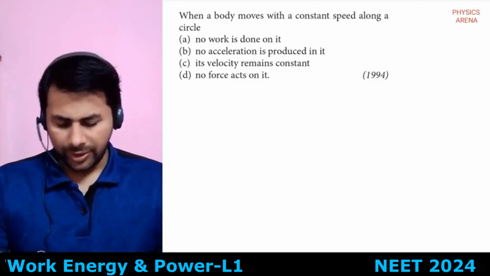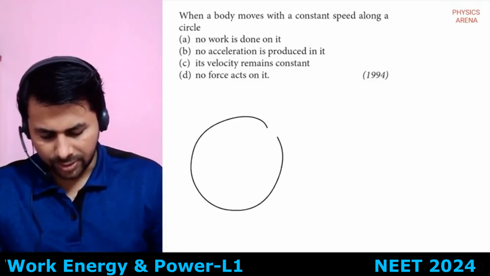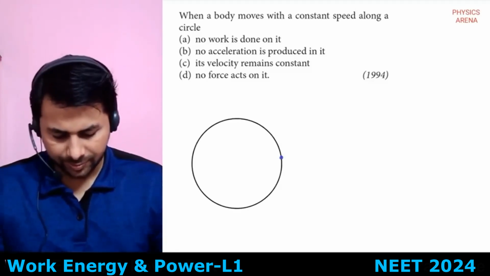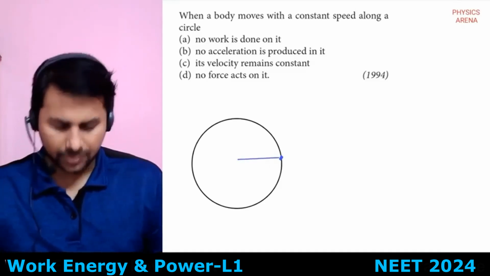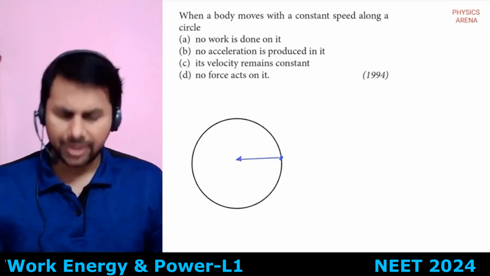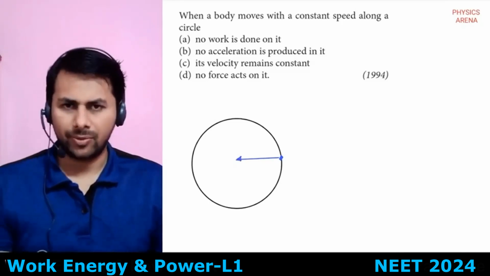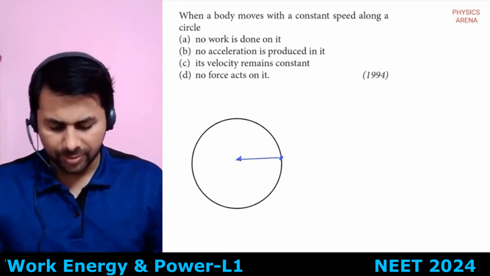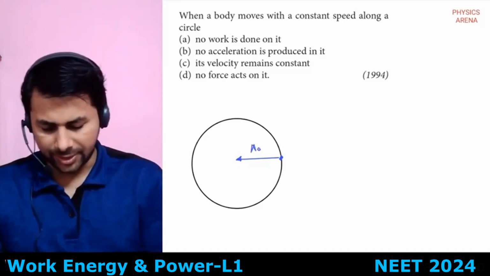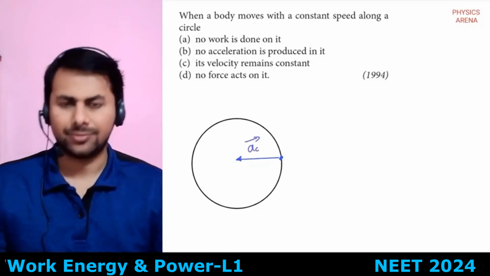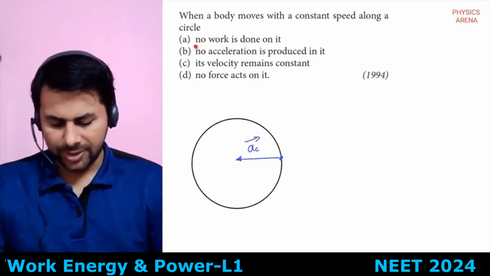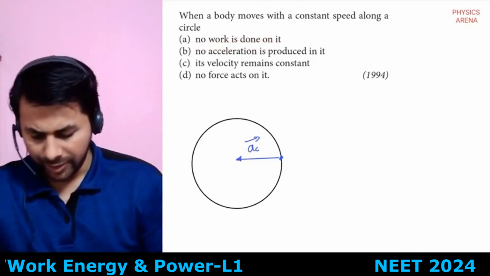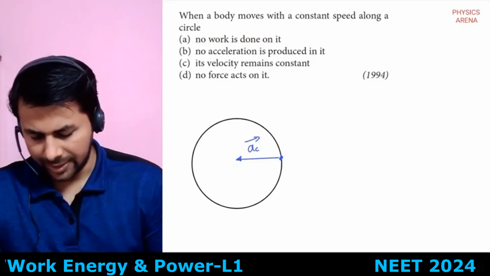Speed is constant, but we have studied that in circular motion there is always some acceleration acting on the particle, which we call centripetal acceleration. Speed is constant, but the direction of velocity keeps changing at each and every point, and because of that there is acceleration, which we call centripetal acceleration, a_c bar. So acceleration is not zero. Work done will be zero. Option A is the answer.